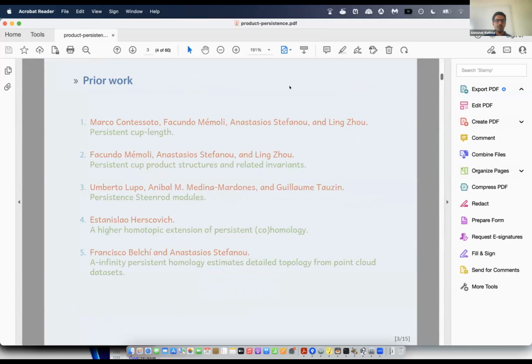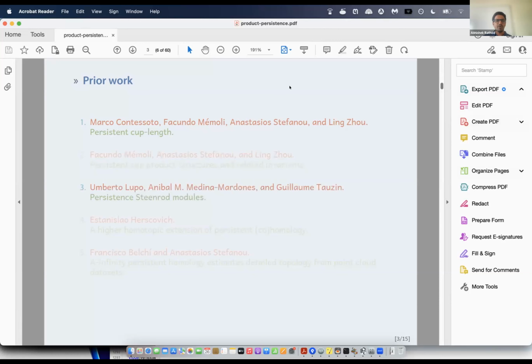So here's a list of prior work. This list is not exhaustive. Of these prior works, the most relevant to our work are the first two references, because we design fast algorithms for computing invariants that are defined in these papers. And of these prior works, the papers that are closest in spirit to our work are the first and third papers, because the focus is on algorithms and computation, just like our work.